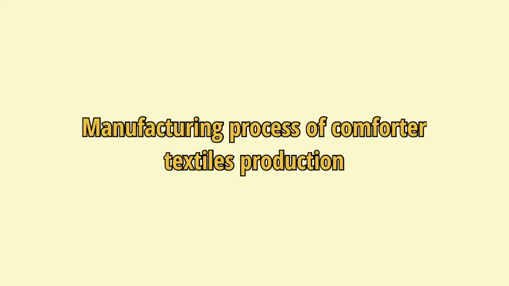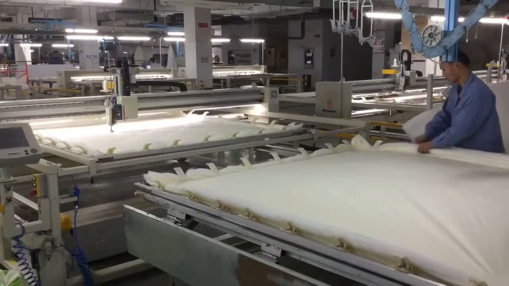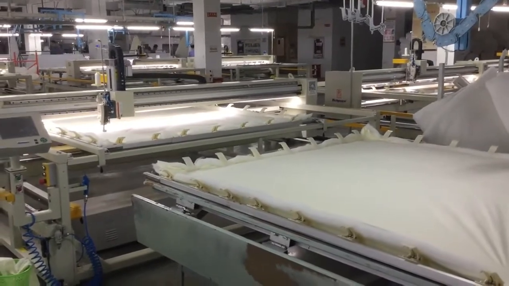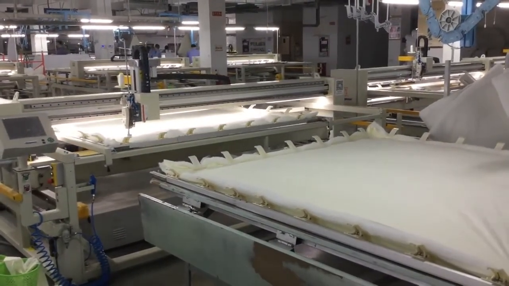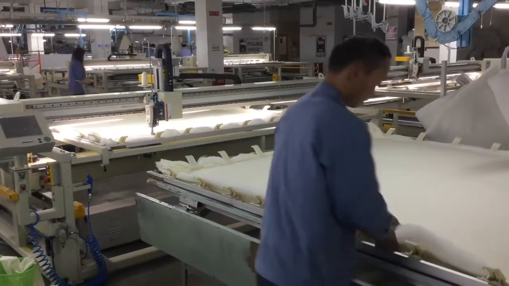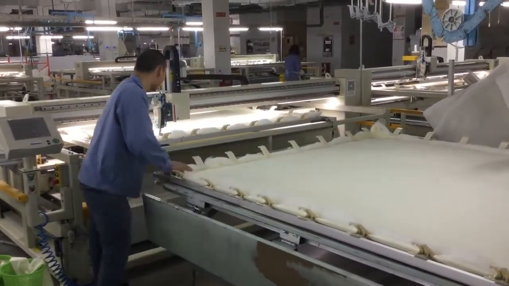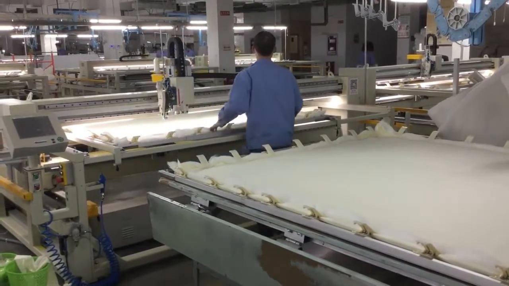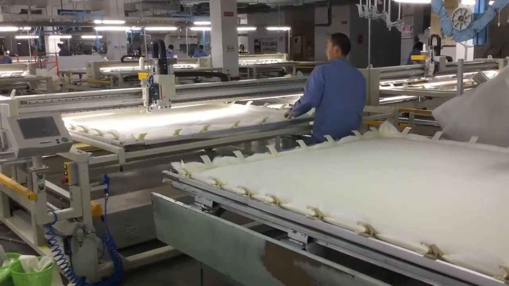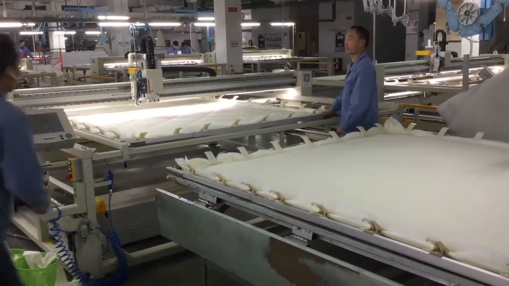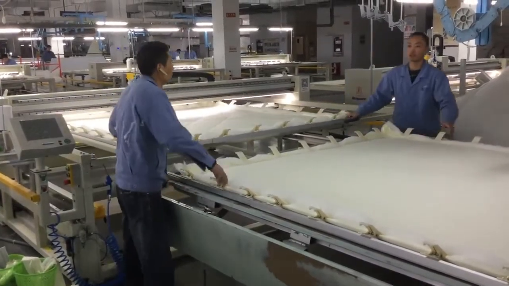Next, I will show a video of the manufacturing process of comforter textile production. The workers will make sure that the filling inside the comforters enters properly. Then, the machine will sew the seam on the sides of the comforter. After finishing sewing it, they will exchange it with the next comforter.